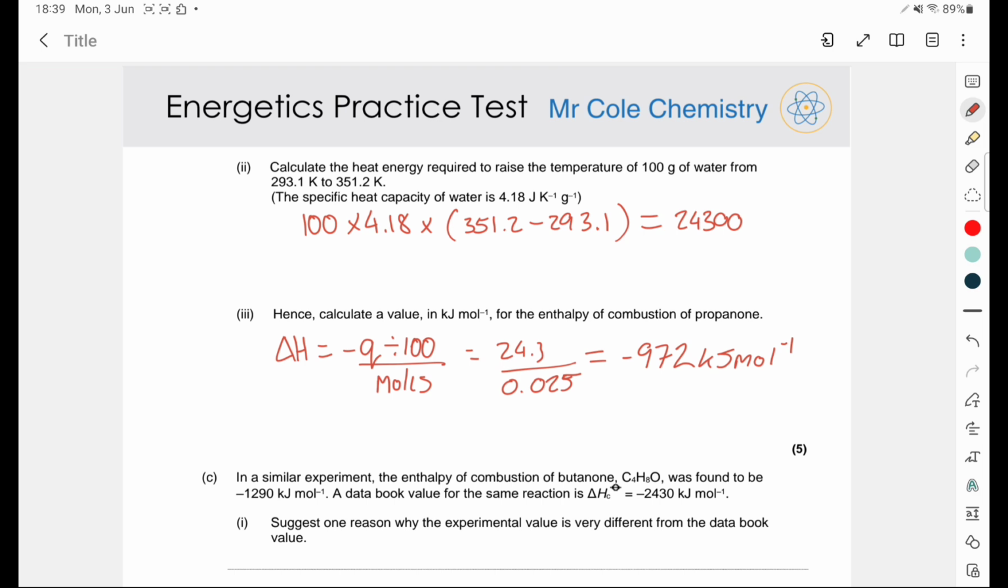They haven't asked for a particular number of sig figs, so use what's in the question, use the minimum of what's in the question. The minimum is 3 sig figs.